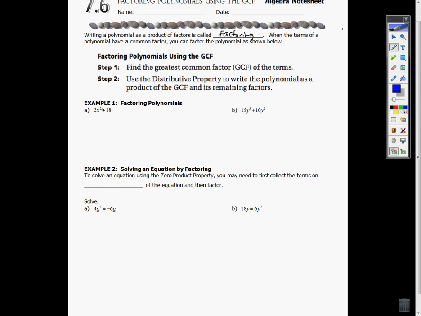This right here is a polynomial made up of two monomials, and each monomial has different factors. 2x squared is made up of 2 times x times x, right? This would be the simplest way that I could write it if I expanded it all out. Now, 18, if I want to go for the simplest numbers that make up the number 18, I'm going to be looking at 2 times 3 times 3.